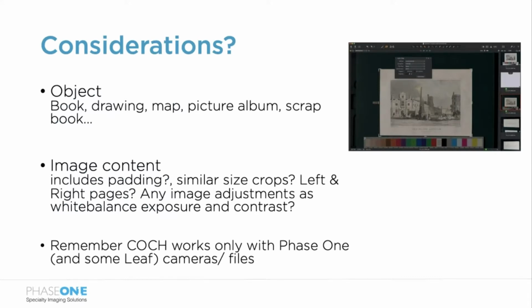So what do you have to consider before cropping? There are some decisions that you have to make in advance. What type of objects will we digitize? Are there a lot of similar size objects, or a lot of different size objects? Do we want to use padding, or do we want to use the same size crop? And also remember that Capture One CH only works with Phase One and some Leaf cameras, so keep in mind that no DSLR cameras are supported here.